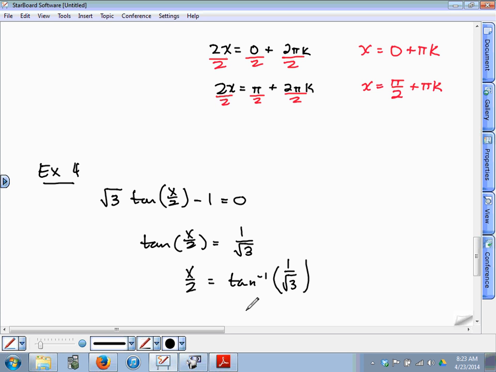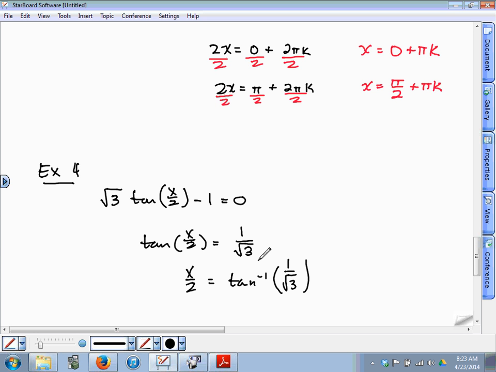On the unit circle, what's the definition of tangent? Sine over cosine, or y over x. So we need to find angles that have a y value of 1 and an x value of square root of 3, or if the sine was equal to 1, the cosine square root of 3. So you can use your unit circle. It takes a little more thought.